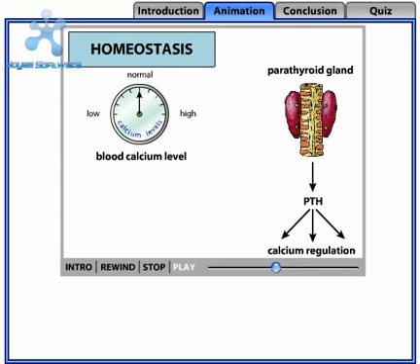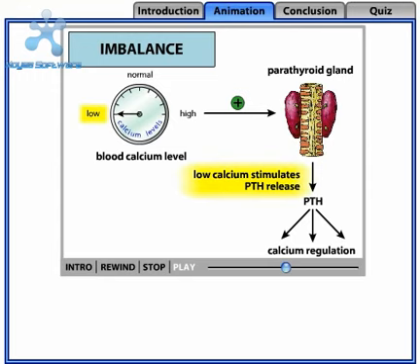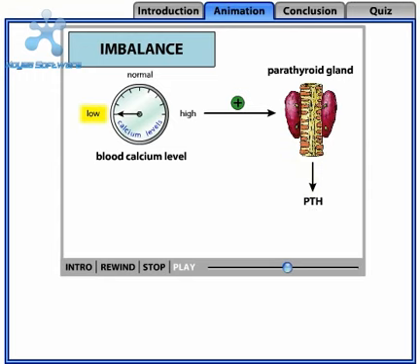Calcium levels are sensed by receptors in the plasma membranes of the parathyroid cells. When these receptors are activated, they inhibit the synthesis and release of PTH. A fall in the blood calcium levels removes this inhibition and triggers the synthesis and release of PTH. Parathyroid hormone acts in a number of ways to increase blood calcium.